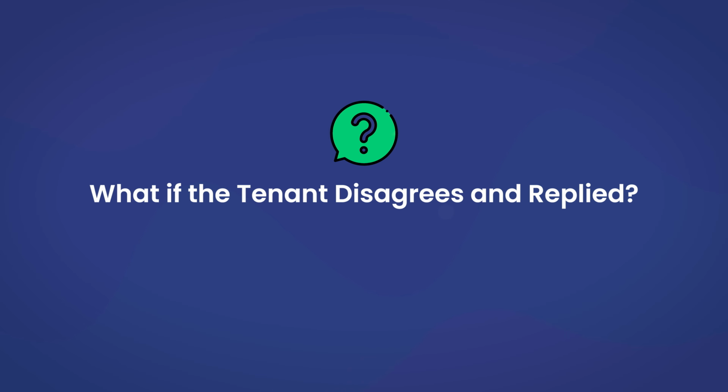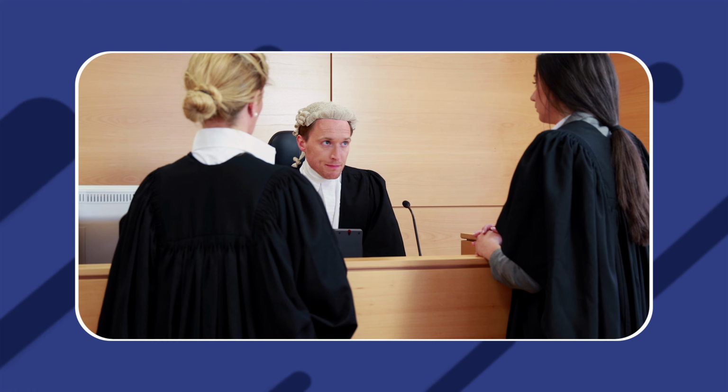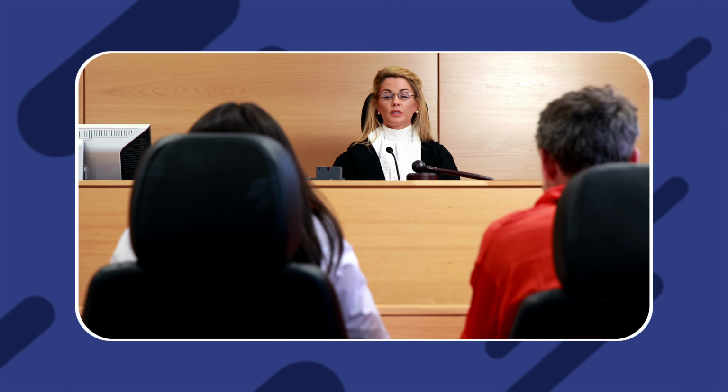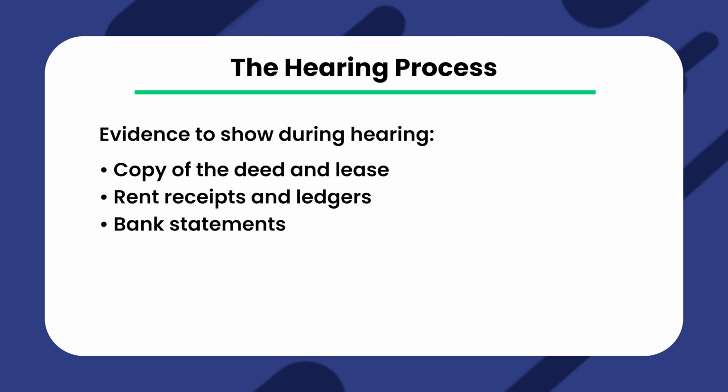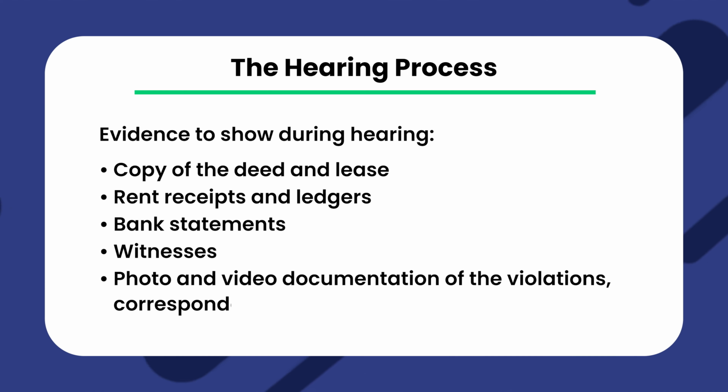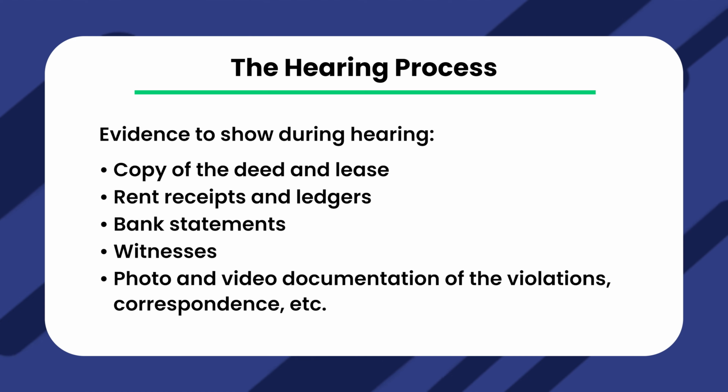Now, there is no specific time frame after receiving the tenant's response for the court hearing to be scheduled. If both parties are present at the hearing, the landlord needs to support their claim and show evidence during the hearing. This could include, but is not limited to, the following: copy of the deed and lease, rent receipts and ledgers, bank statements, witnesses, photo and video documentation of the violations, correspondence, etc.